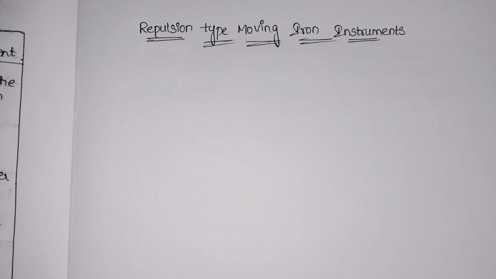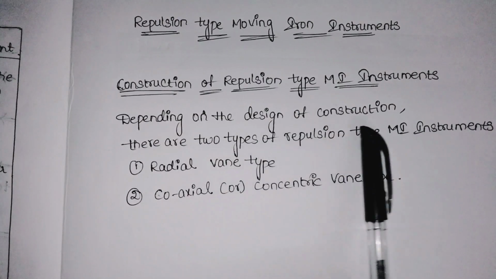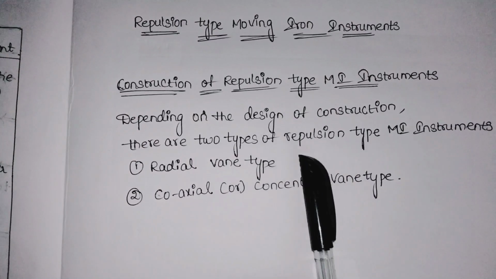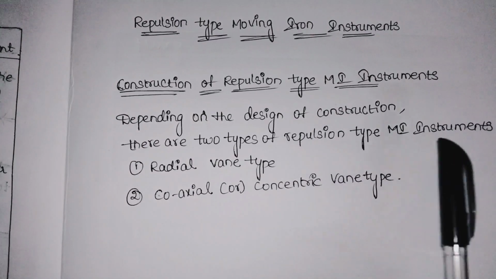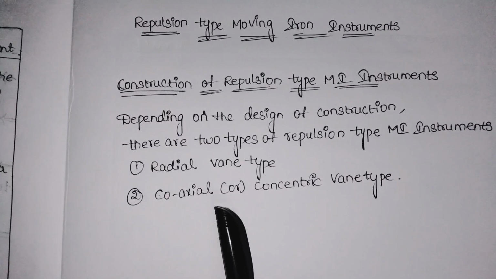Now let us discuss the construction of repulsion type moving iron instruments. In general, depending upon the design of construction, there are two types of repulsion type moving iron instruments. One is the radial vane type and the other one is the coaxial type.